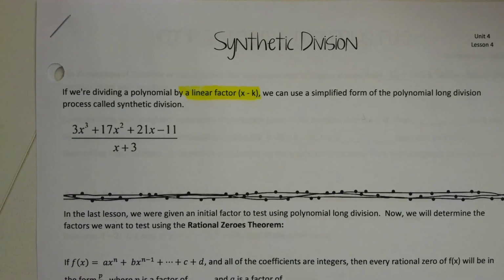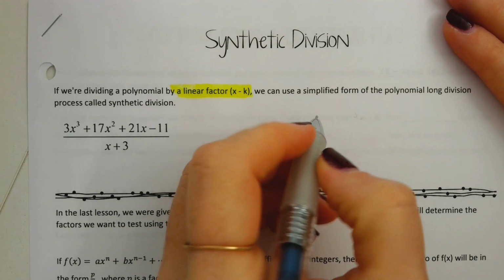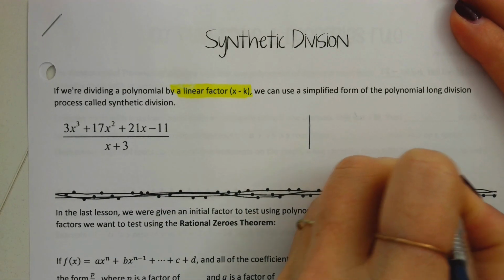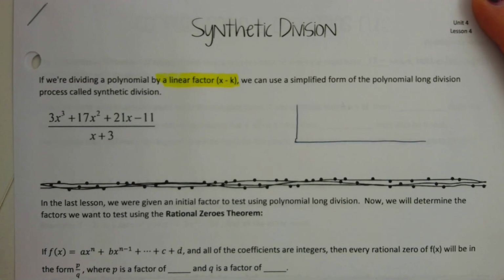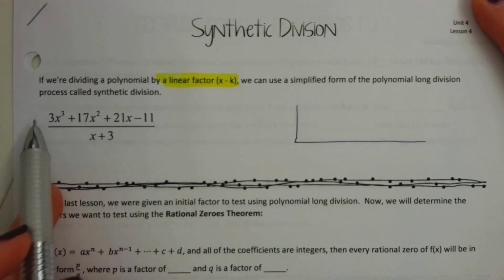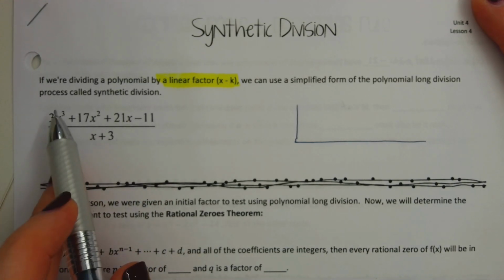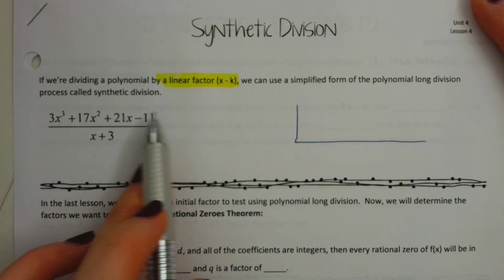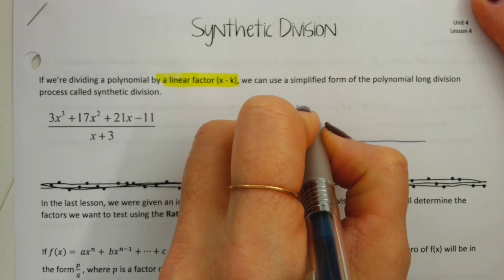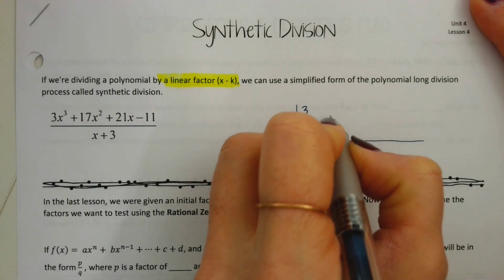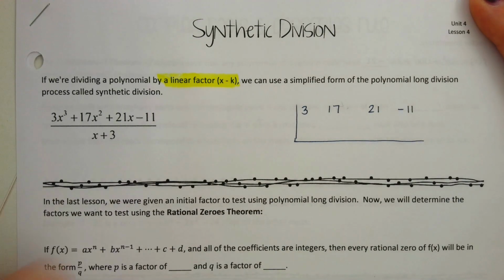Okay, here's how synthetic division works. We're going to start by doing what kind of looks like an upside down division bar this way. And we're going to take just the coefficients from this top polynomial. Are we missing any? We have a cubed, a squared, a single, and a constant. Not missing any. So I'm taking just those coefficients and leaving some space in between: 3, 17, 21, negative 11.